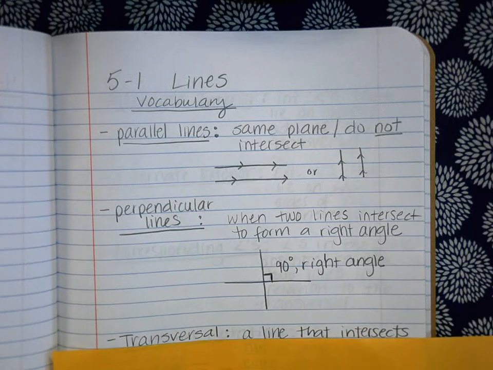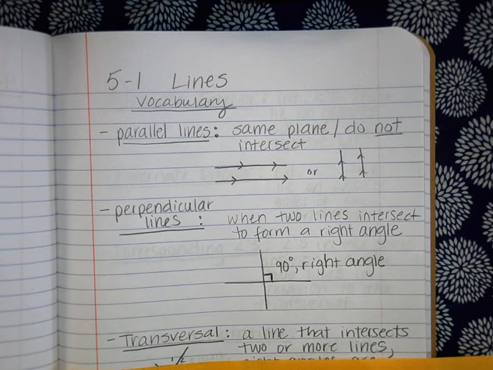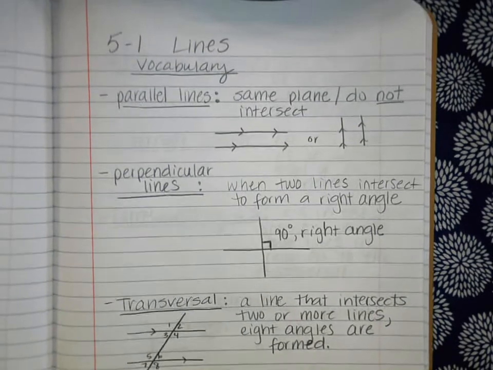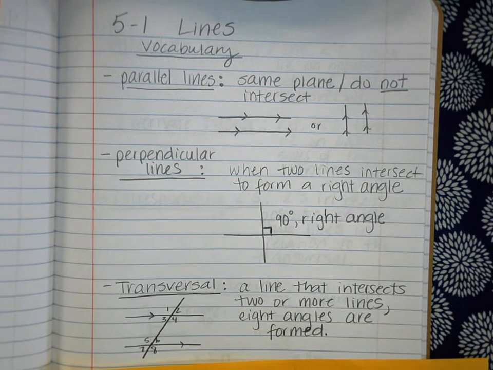The next one is transversal, which I just showed you. The definition of it is a line that intersects two or more lines. 8 angles are formed from that, just like we did in our handout. So you don't have to necessarily redraw all this because it's on your lesson 5.1 handout, right? But basically what happens is once you draw that transversal, you're going to automatically get 8 angles, right?